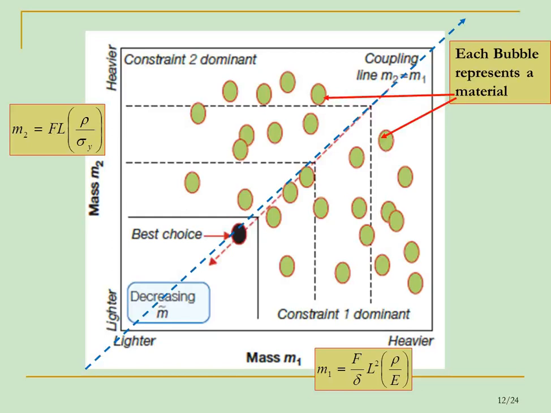And now you can say that because it is a multiple constraint material selection problem, the solution will be just a material. So any solution which lies on this coupling line will have M2 equal to M1, meaning that for that particular solution, both the constraints will be equally active.